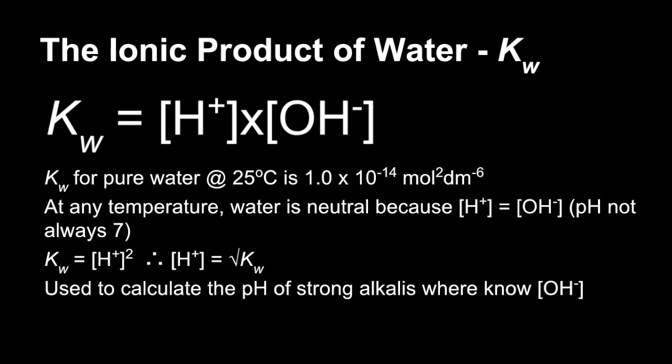We use Kw typically to calculate the pH of strong alkalis where we know the OH- ion concentration. So remember, strong alkalis are fully dissociated. So if you know the concentration of the alkali, you therefore know the concentration of the hydroxide ions. And so the H+ concentration would be equal to the Kw value divided by the OH- concentration. And then as long as we know Kw and OH- ion concentration, we can find H+, minus log that, and we get the pH.